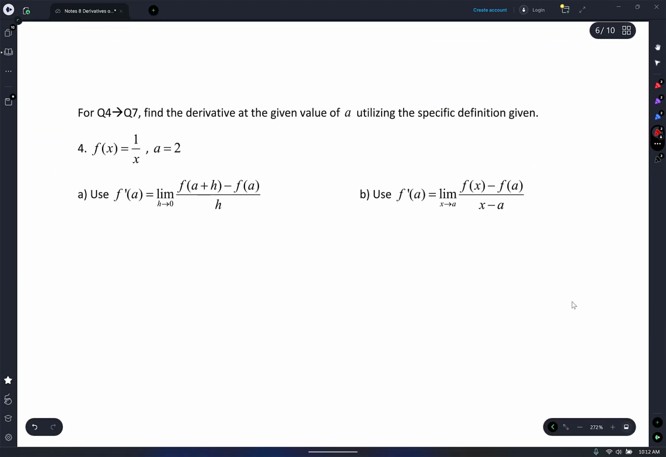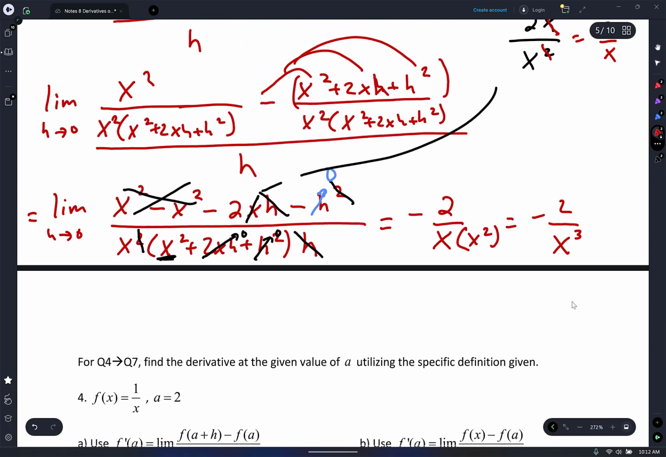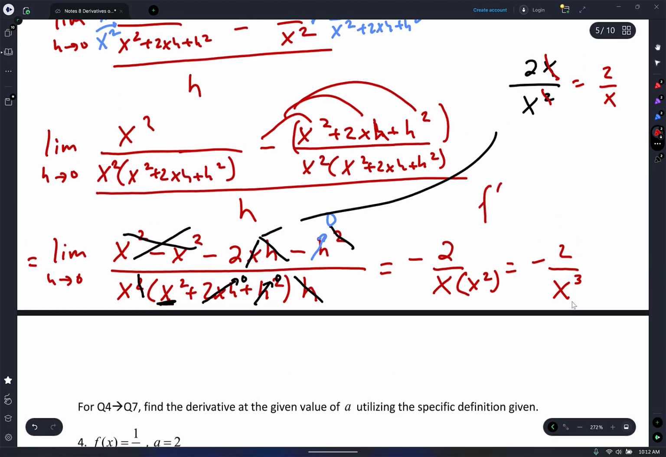Here we go. Oh, what happened? Ask me. Do you still write it like f prime of x? Oh, yes. I still want to do that. f prime of x equals negative 2 over x cubed.